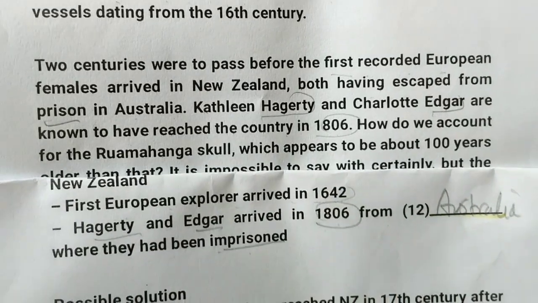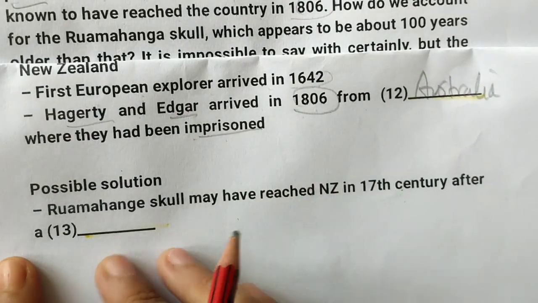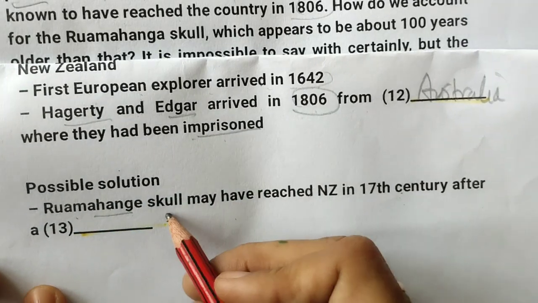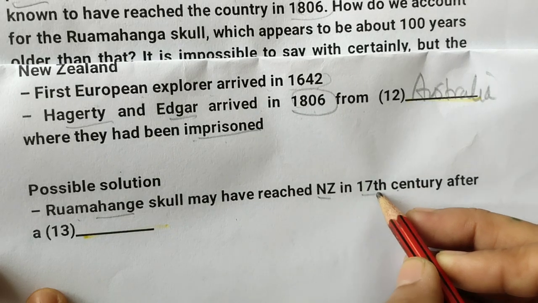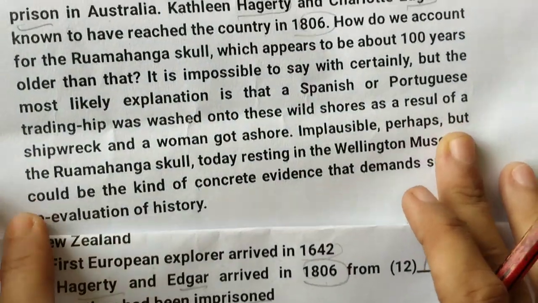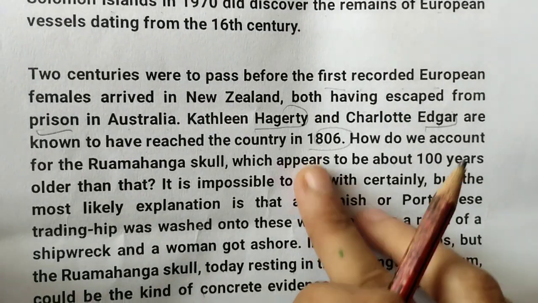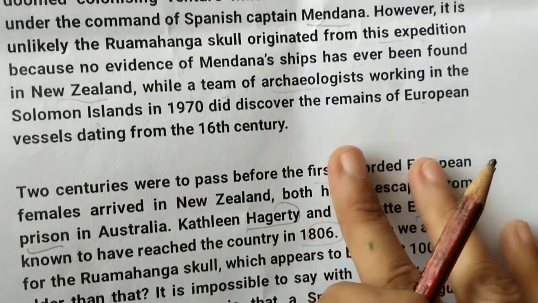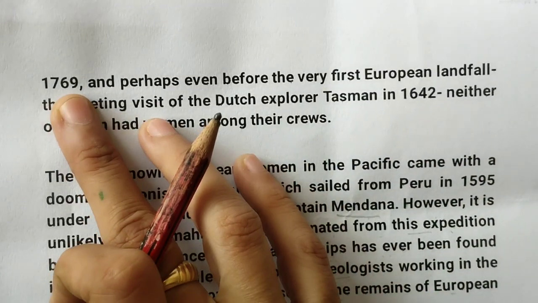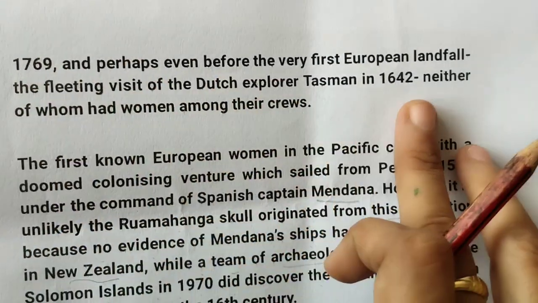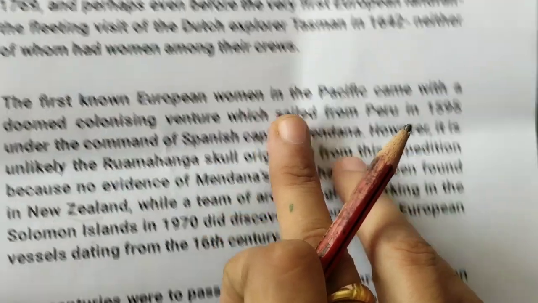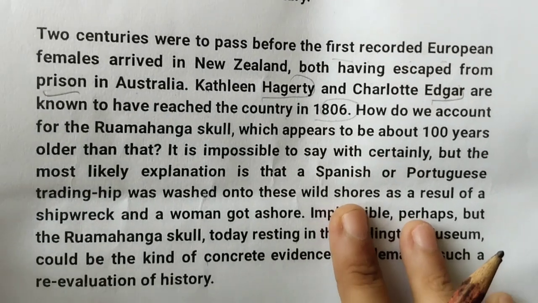Now the 13th one. Now look at the question 13th. Possible solution. Skull may have reached New Zealand in the 17th century after a dash. Okay, 17th century. Now this paragraph is left. Now you will look at the 17th century. No, this is not 17th century. This is 18th century. In neither of women among their crews. No, the location should be here only, the last paragraph.